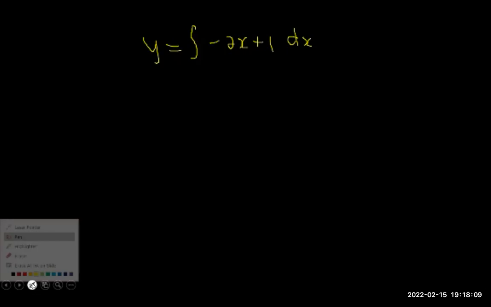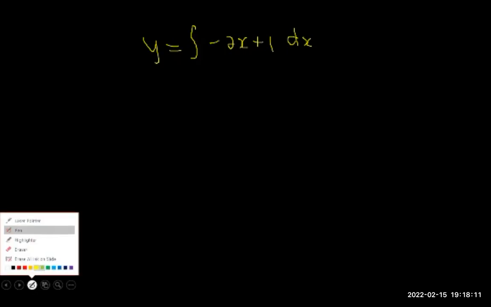No, the integral of minus 2x plus 1 is minus x. So let me just write this again because I cleared it up by mistake. So we're finding the integral of minus 2x plus 1. That is how you find the equation of a curve when given the gradient function, right? We did this when we were doing application of indefinite integration.